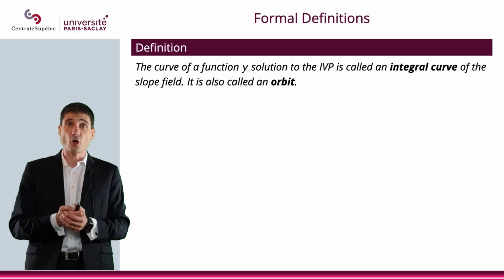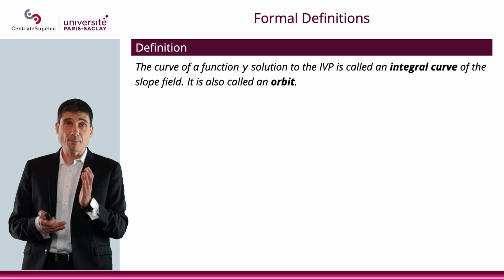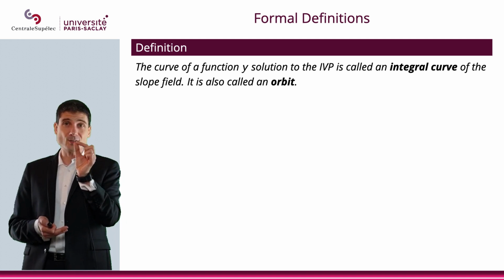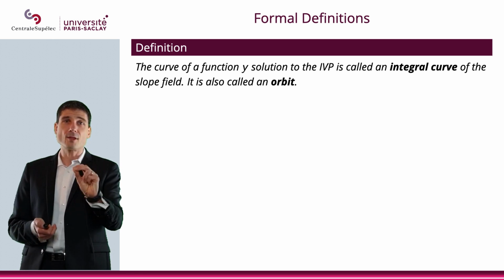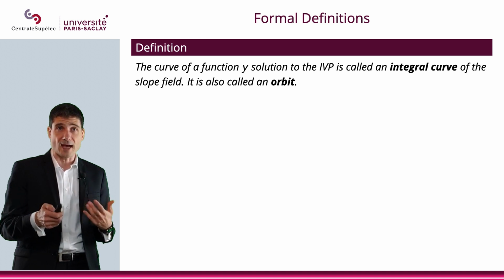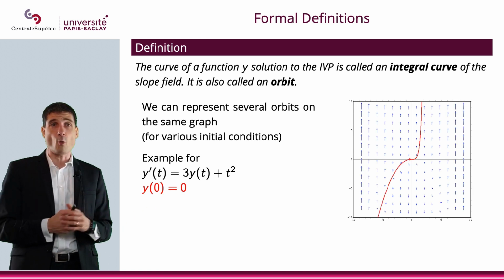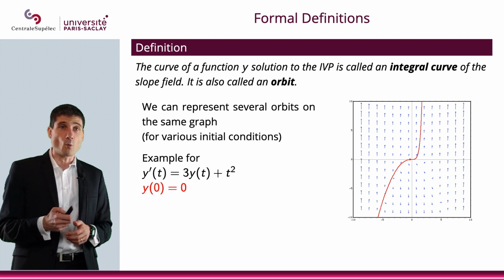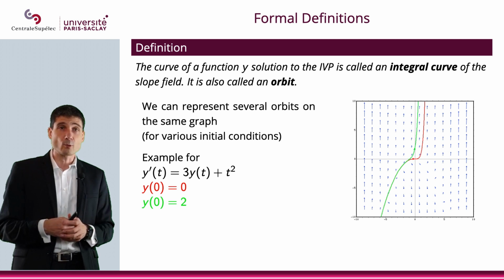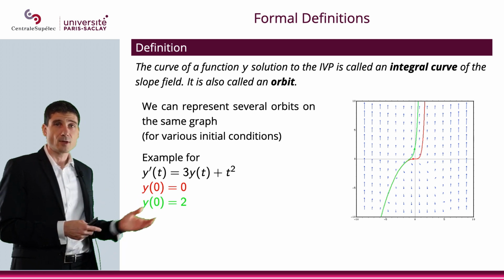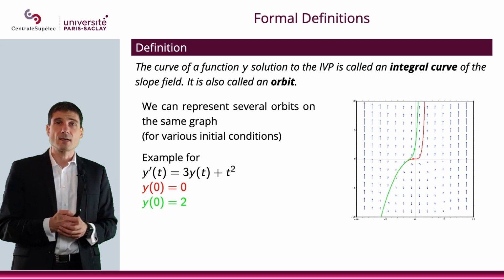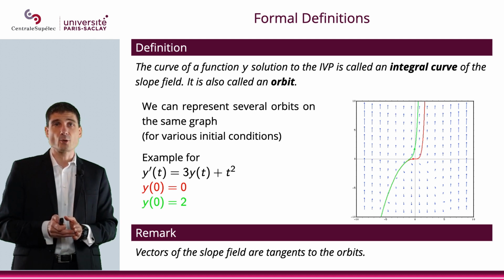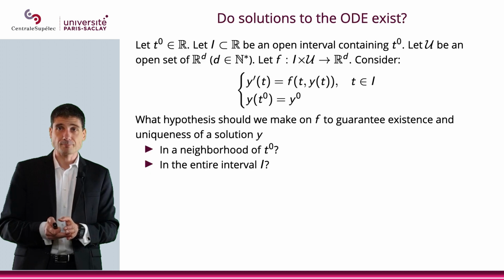And I can define the integral curve of the slope field, which is basically, for any y of t naught equals y naught, I can put the point on the slope field and draw the solution, and that will be called the orbit. Here's what I do for y of 0 equals 0. The solution is actually here in red. And if instead of y of 0 equals 0, I do y of 0 equals 2, then I have another solution, which is now in green. And of course, the vectors of the slope field are tangent to these orbits, to these integral curves.